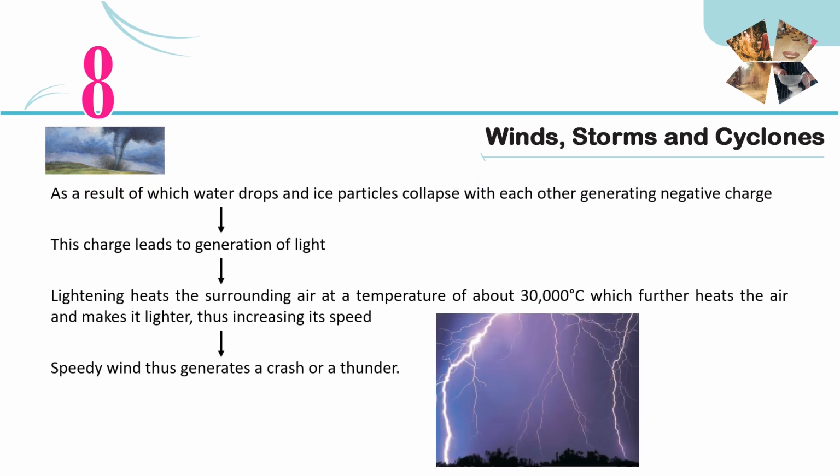As a result of which water drops and ice particles collide with each other, generating negative charge. This charge leads to generation of light. Lightning heats the surrounding air to a temperature of about 30,000 degrees Celsius, which further heats the air and makes it lighter, thus increasing its speed. Speedy wind thus generates a crash or a thunder.